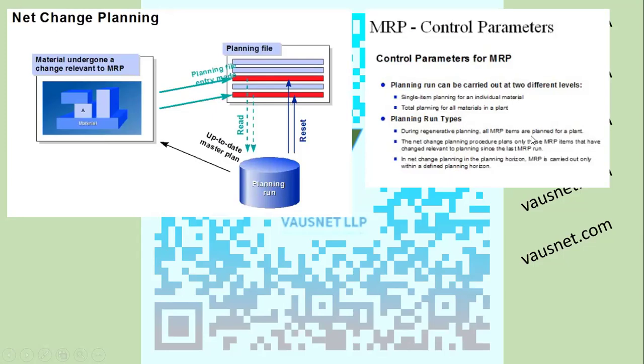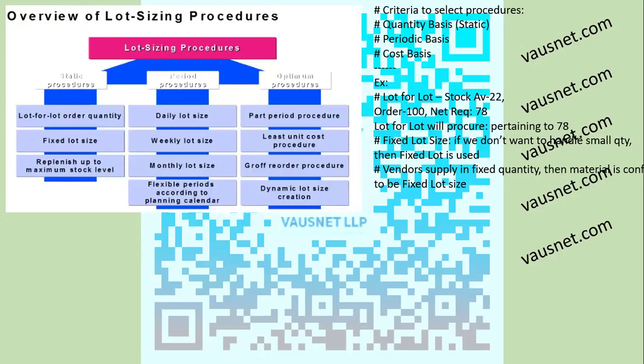Now, this is a procedure that only does MRP for those items that have changed, the stocks that have increased or decreased. In net change planning in the planning horizon, MRP is carried out only within a defined planning horizon. So we'll have a restrictive ecosystem for planning the material that have changed during that period, from the last MRP period to the next one.